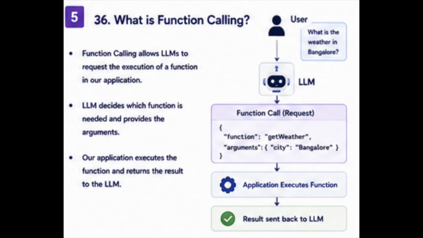It executes the actual Java method. The result is sent back to the LLM. The LLM then generates the final response for the user. The important point is that the LLM does not directly execute the Java method. The application executes the function.